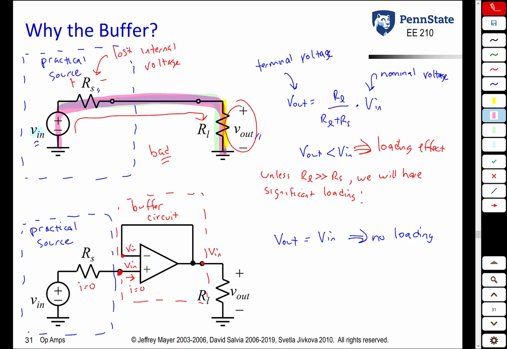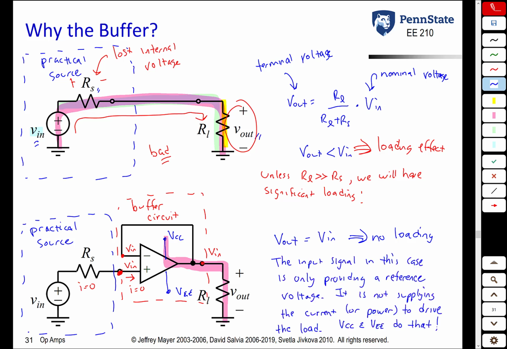In the second case, where is the current itself coming from? It's actually coming from the power supplies powering the op-amp. Remember, we have VCC and VEE here, plus or minus 15 volts, whatever. So what's actually happening in the second case, the current is not coming from the practical source. The current is actually coming from the power supply through the op-amp to drive the load. So when you have a buffer circuit, the input signal is just providing a voltage reference. It's actually not providing the power to drive the load.